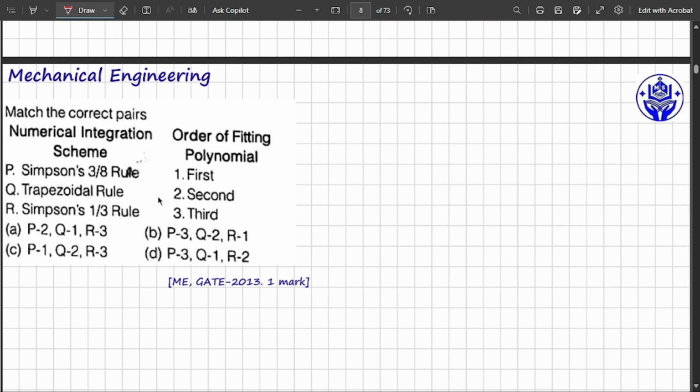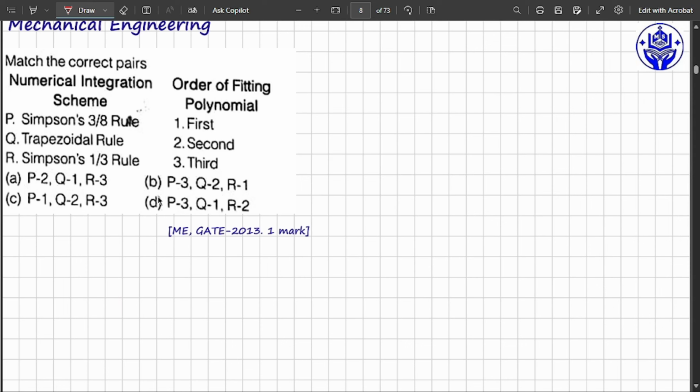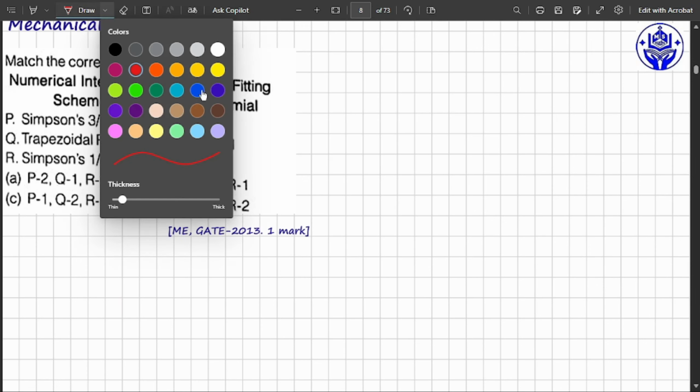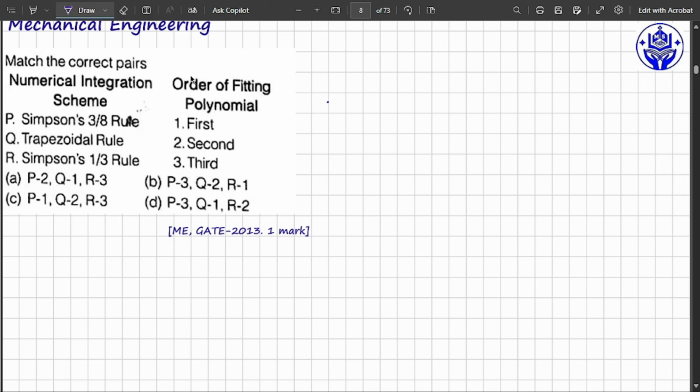Okay, the next question is again related to the basics of numerical analysis. Match the correct pairs: numerical integration method and the order of the fitting polynomial. It is also related to numerical integration. In mechanical engineering, most questions are related to numerical integration. So if you learn two to three formulas, you will easily get full marks in numerical analysis. Basically, here you will have trapezoidal, Simpson 1/3 and Simpson 3/8.